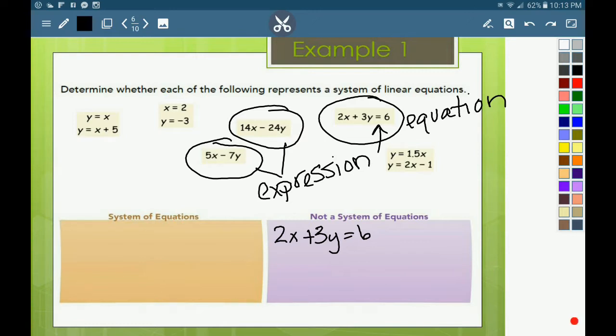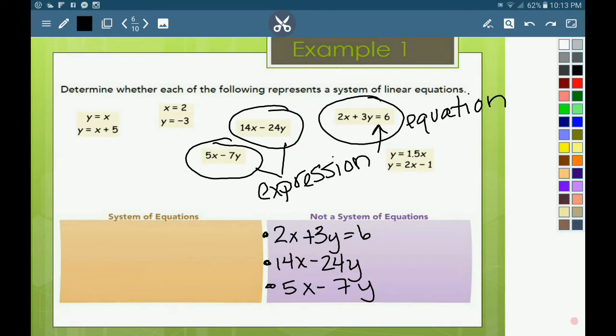An equation is something where you can figure out the variables. An expression, since they're not equal to anything, you're not going to be able to figure out what their solutions are. So I'm going to put those in the not a system category as well. 14x minus 24y. And lastly, 5x minus 7y. Those are not systems.